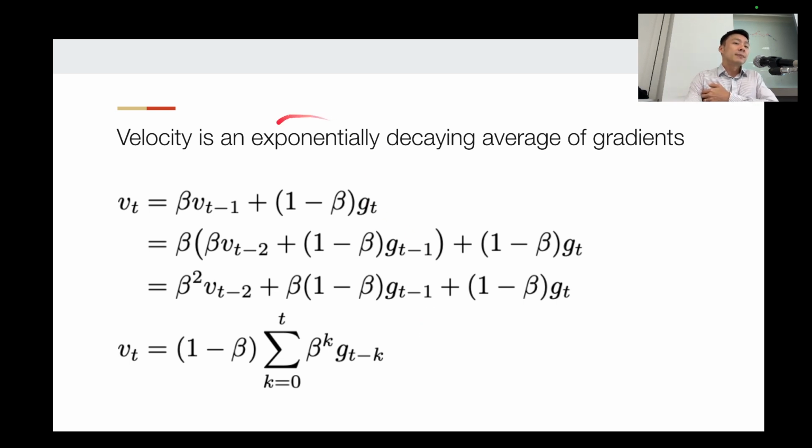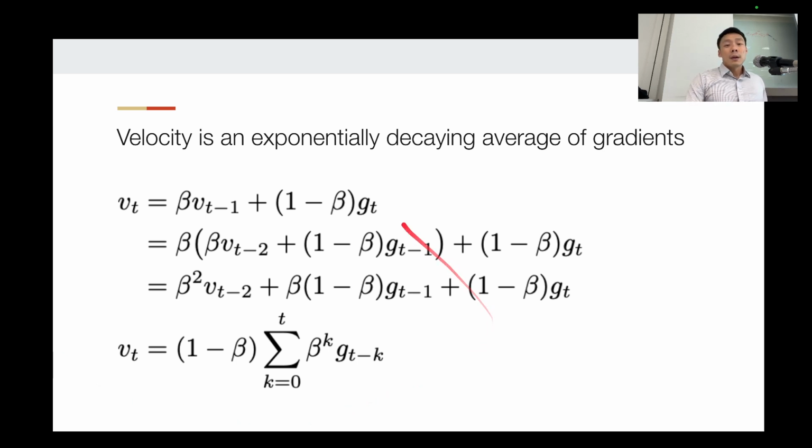Does that make sense? So I hope you understand what velocity is: an exponentially decaying, because you take the power of k and beta is less than 1, so it's going to become smaller and smaller, average of the gradient. Average because you look at all of the previous time steps, and the gradient is right here. Okay? So I hope you understand the connection between this sentence and this scary looking equation. Okay?